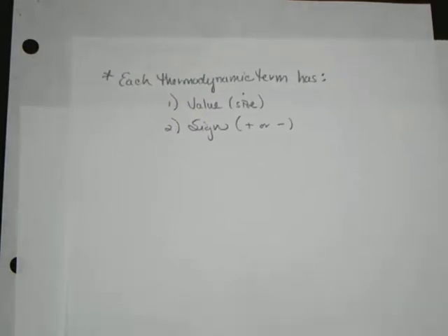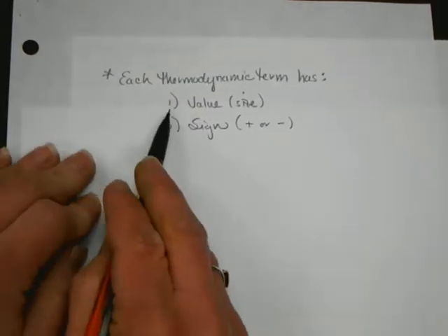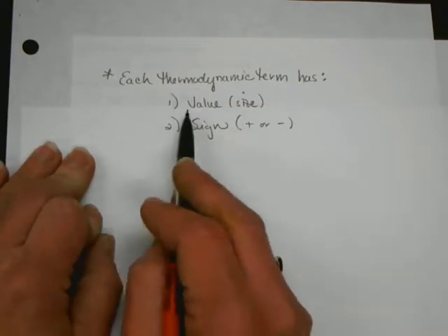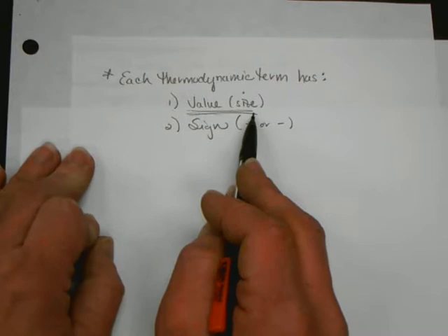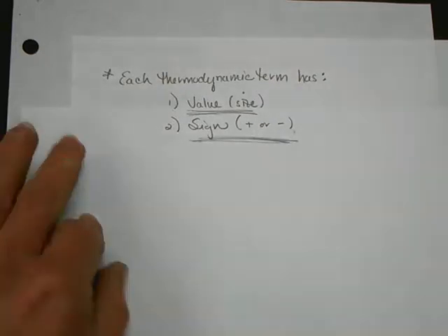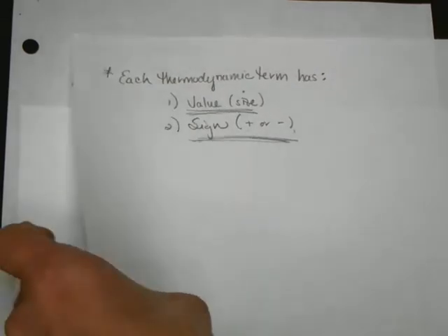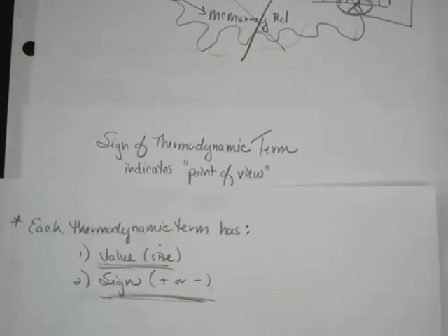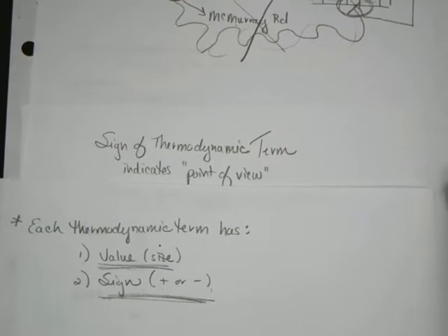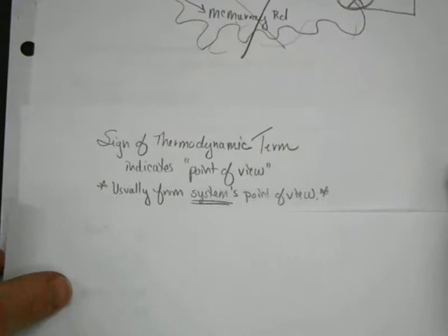Now, there are two main things that we need to make sure we really focus upon for every thermodynamic term. Every thermodynamic term has a value or a quantity, the size of the number, and a sign, either positive or negative. The sign of the thermodynamic term indicates the point of view, and we are always trying to be in the point of view of the system.